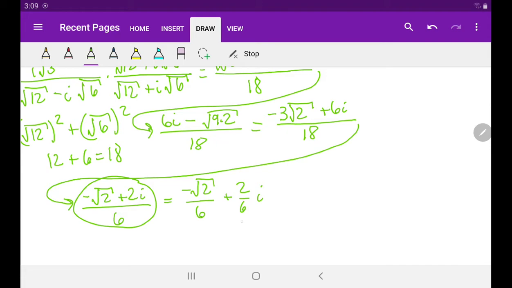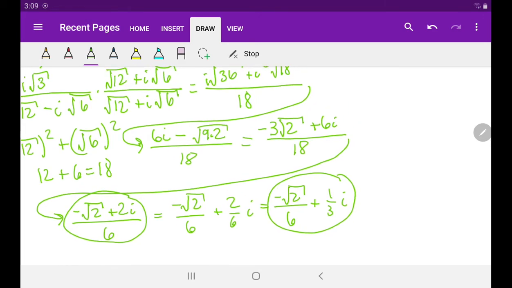And then if you do that, well, you have to take it one step further, because this 2, 6, you can simplify that to 1/3. And that's what your textbook would do, and that's what you should do if you take this step. So then that becomes 1/3 I. Okay? So either one of these circled answers gets you full credit.